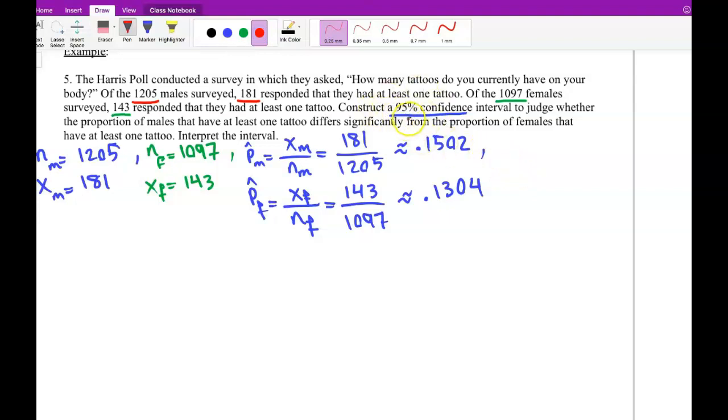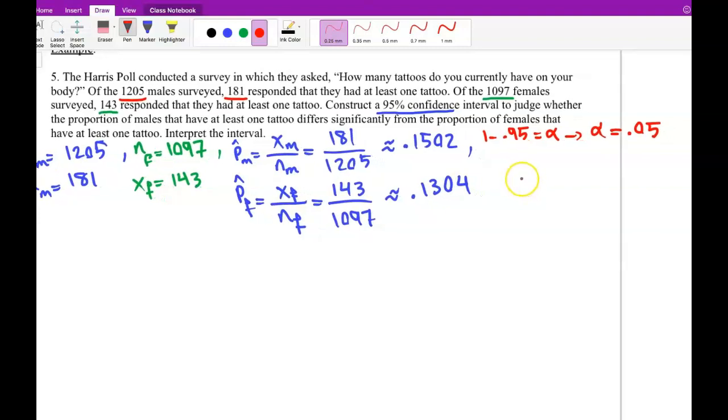On this part, alpha is not given. We only have this 95% confidence. So based on that, finding alpha: 1 minus 95%, this is alpha. So alpha is equal to 5%.